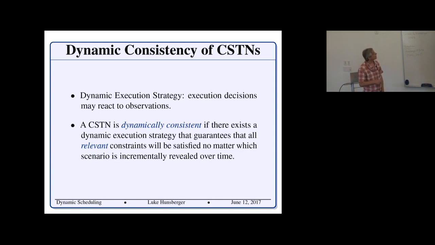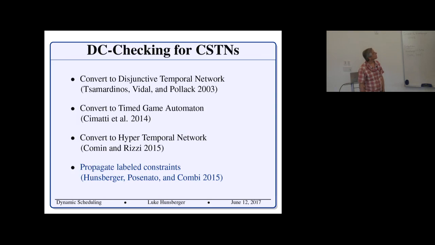And then the execution decisions can react to observations. So there are many different ways of solving what's called the CSTP, the conditional simple temporal problem. You can convert the problem to a disjunctive temporal network, which is what the original researchers did.